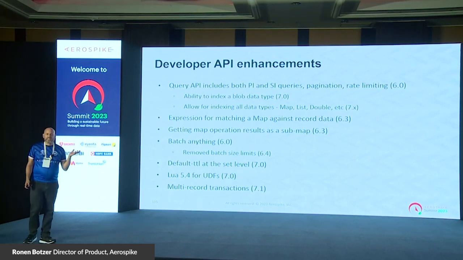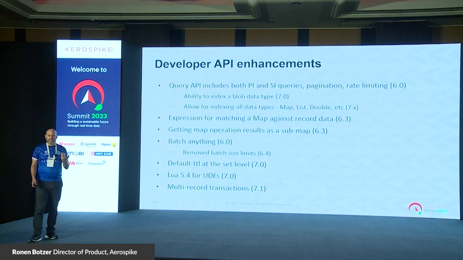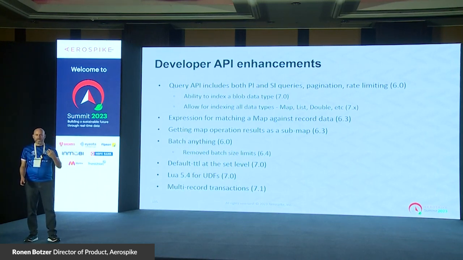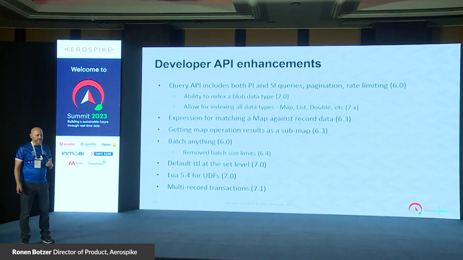We added the ability to get results from map operations back as a map rather than something like a list of key value pairs. So it just makes it a lot easier to write something where I want to get a sub map out of my big document that is expressed as an Aerospike map.